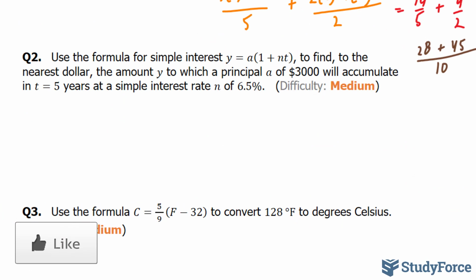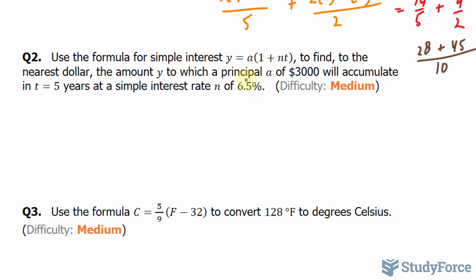Use the formula for simple interest, which is written right here, to find to the nearest dollar the amount y to which a principal A of 3,000 will accumulate in t is equal to 5 years at a simple interest rate n of 6.5%. The reason why I've given this a medium level difficulty is because we have 6.5%. You need to know to convert percentage into a decimal form.